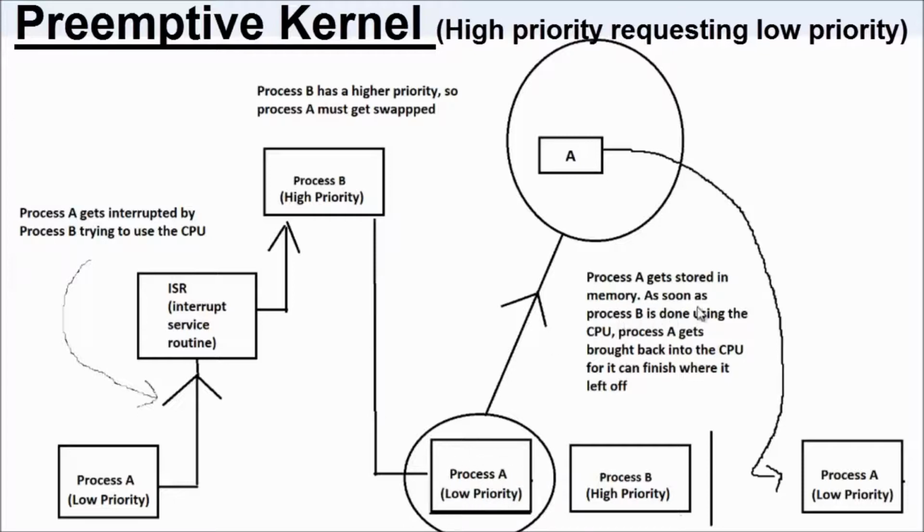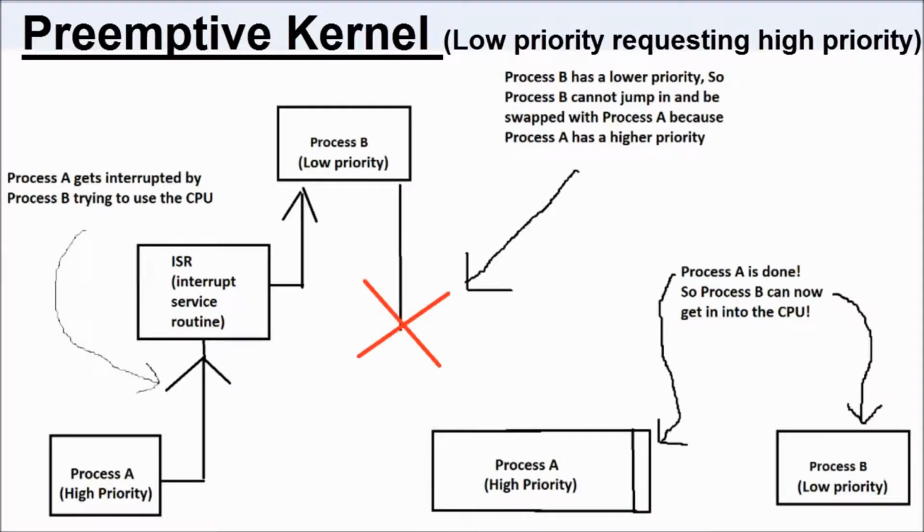And as soon as process B, which is right here at the bottom, is done using the CPU, process A gets brought back into the CPU so it can finish where it left off. So as you can see, process A is right here, follow back, it goes back into the CPU, and process A finishes what it has to do. Now we are going to be looking at another diagram.